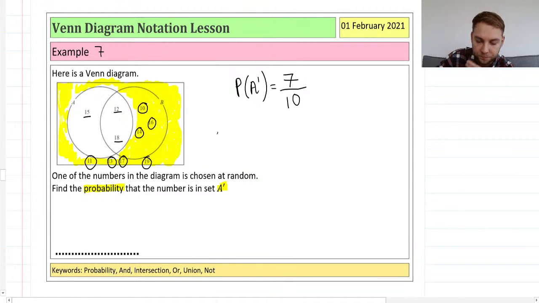There we go. Okay, so notice the difference here. Now we've got this new notation. This here means the probability. Okay, so the probability that we're not in A. Super. Okay, I'll give you a second to get that down.